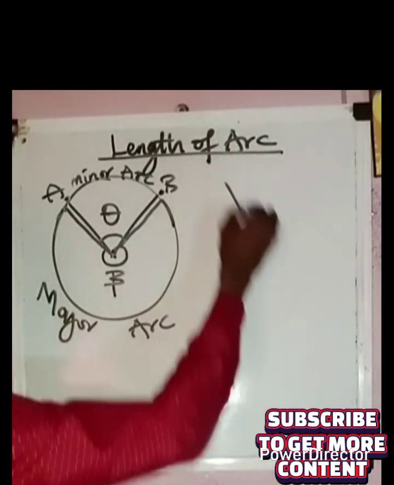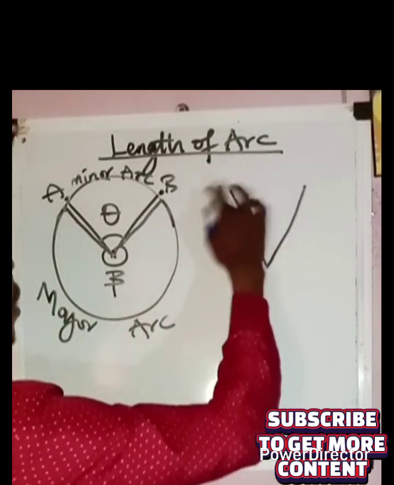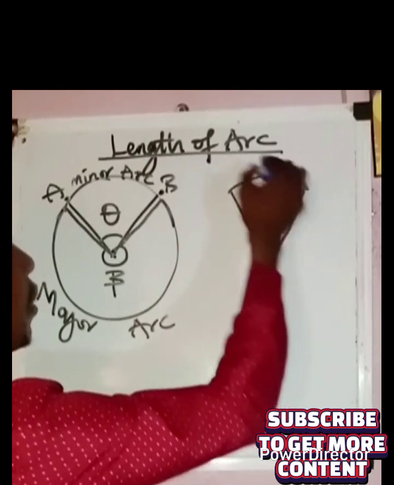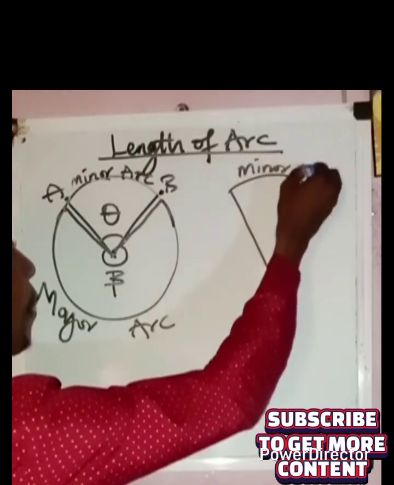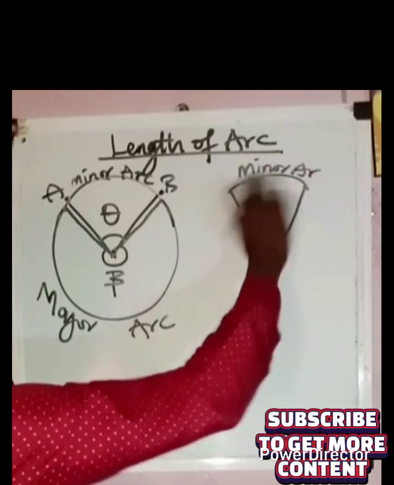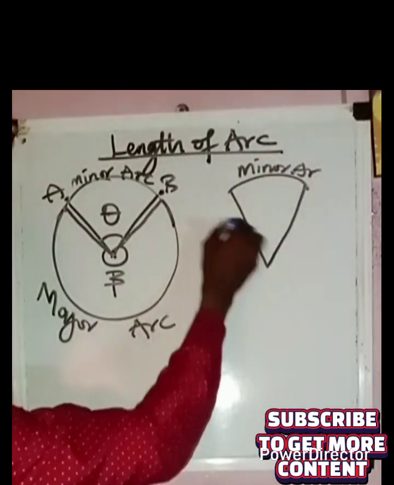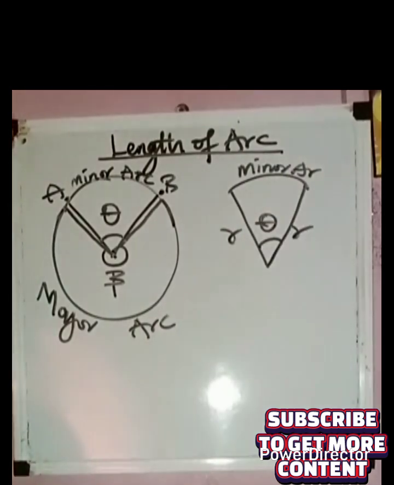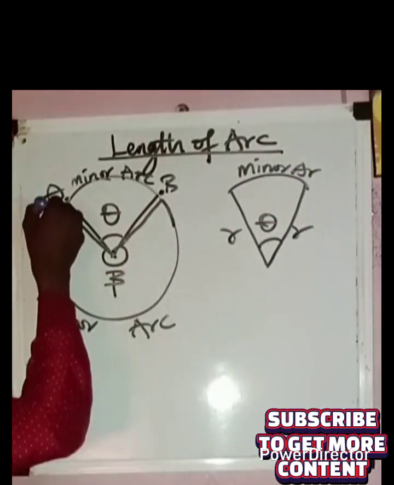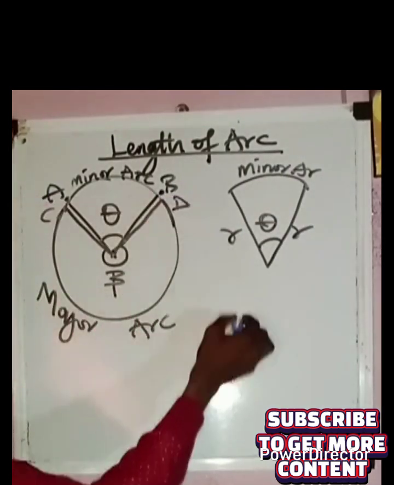So this one that we have this way is called the minor arc. This curved line is a minor arc. Remember, it's bounded by radii and there's an angle subtended at the center of the circle. For a minor arc, let's call this C and D. That is our major arc.